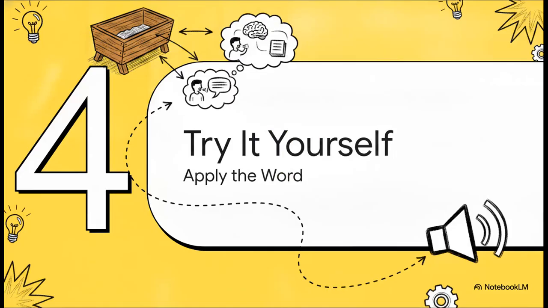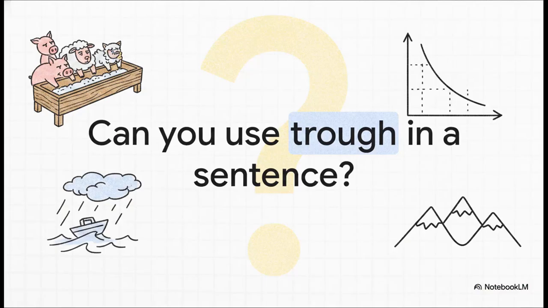All right, part 4. Try it yourself. Time to apply the word. Now this is where I turn things over to you. I want us to transform this from a passive explainer into an active learning moment. Can you construct your own sentence using trough right now? Decide which island of meaning you want to visit today. Are you going to describe a flock of farm animals crowding around for a meal? Or maybe analyze a tricky business graph where numbers hit rock bottom?